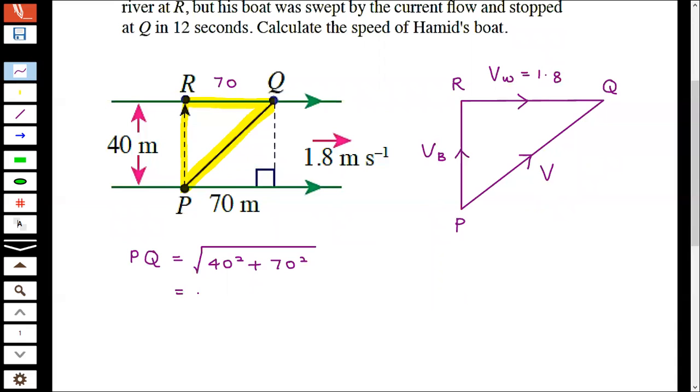So what is the value? Let me get it from my calculator: 40 squared plus 70 squared. I'll put it as decimals, easier for you: 80.62. Understand? This is the distance or displacement, up to you.